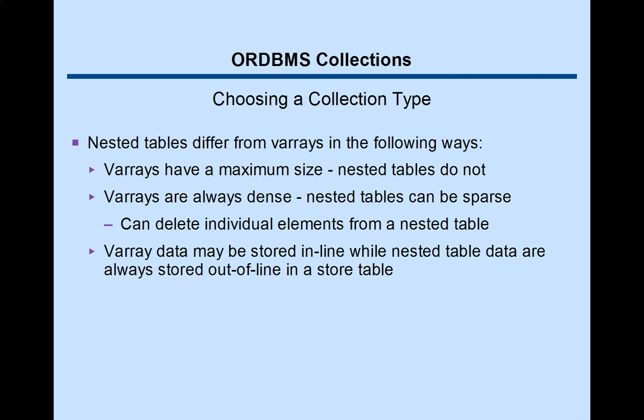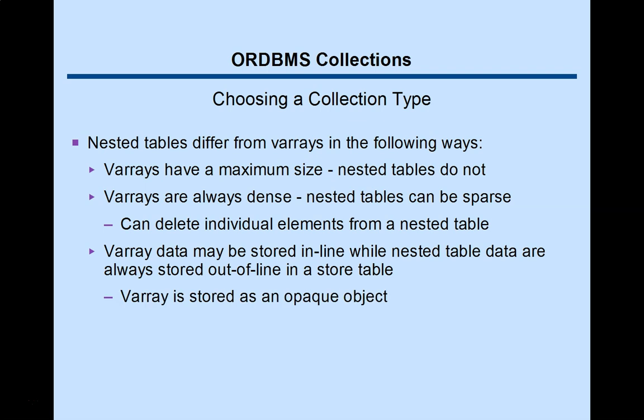A V-array has data that may be stored in line. If the V-array contains a relatively small quantity of data, it's embedded in line within the table structure. However, as it grows and exceeds a certain capacity, then it will be stored out of line. On the other hand, the data for a nested table will always be stored out of line in what's called a store table.